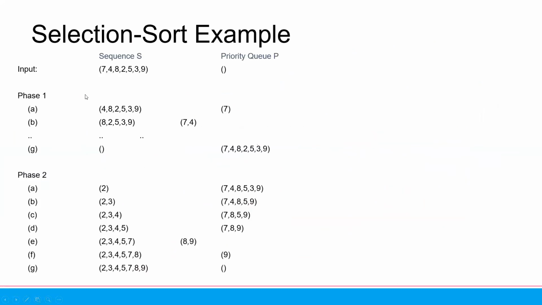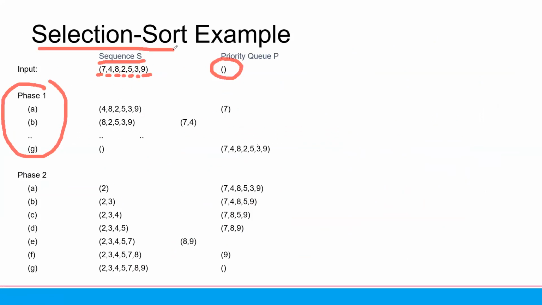So let's see this example. I have the following sequence: 7, 4, 8, 2, 5, 3, and 9. And then I have the priority queue, which is empty. So in phase 1, I would like to check for every element of this sequence. Okay, so I'm going to sort it.